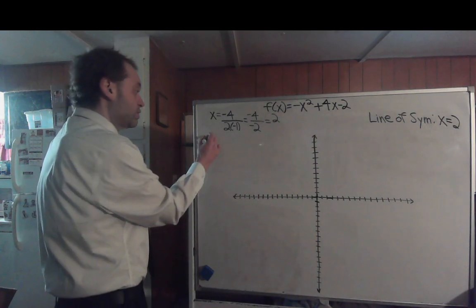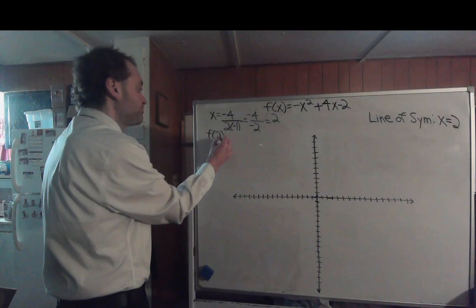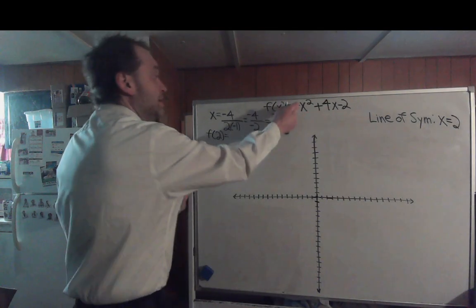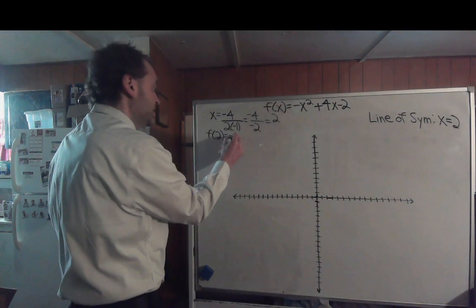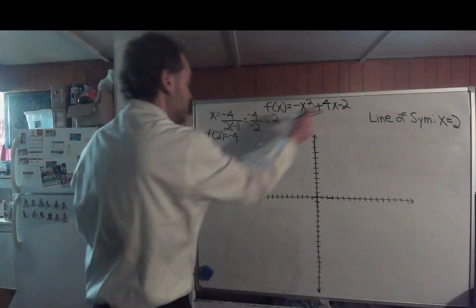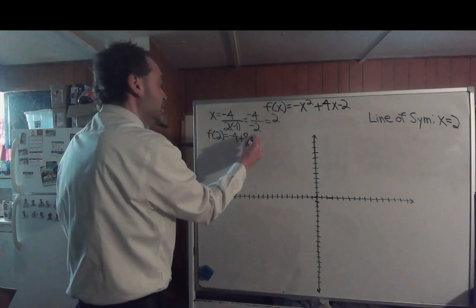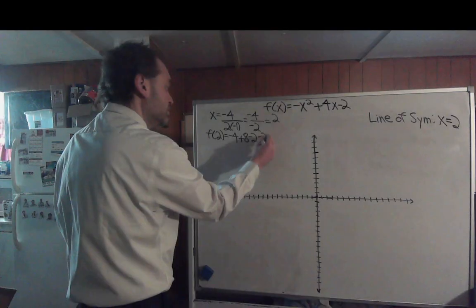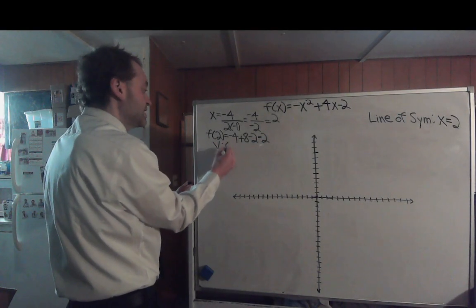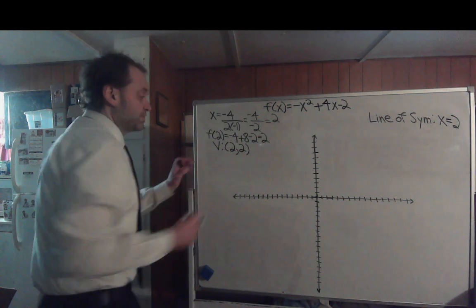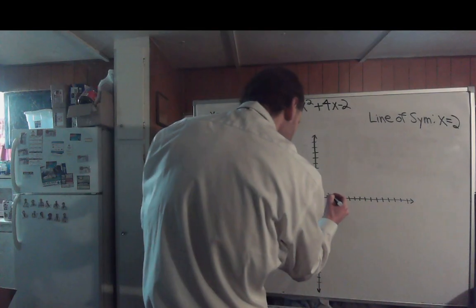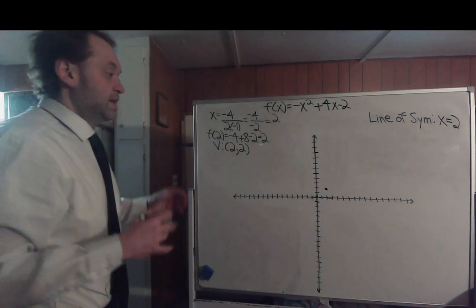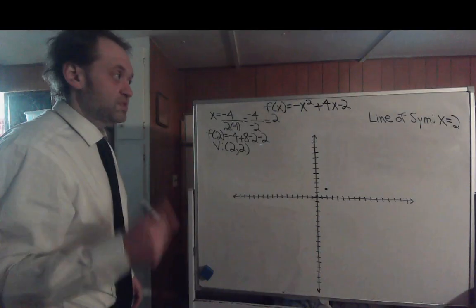Now to find your y coordinate, just put in that f of 2. So 2 to the second power is 4 times that negative 1 coefficient, which turns into negative 4, plus 4 times 2, which is 8, then minus 2. So negative 4 plus 8 is 4, minus 2 is 2. So you end up getting a vertex at the point 2, 2, which would be right here. There's your vertex.